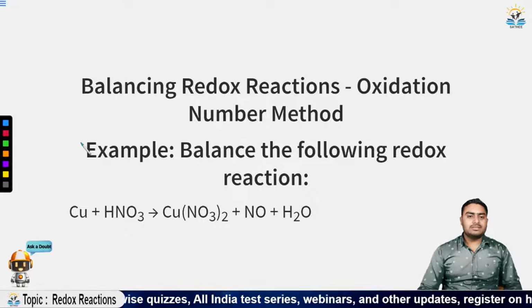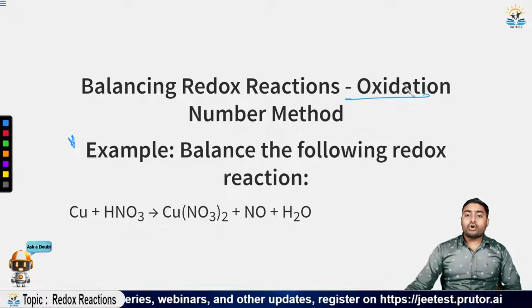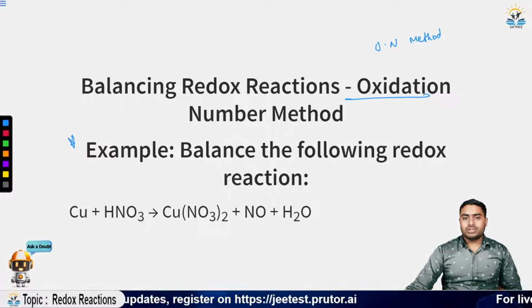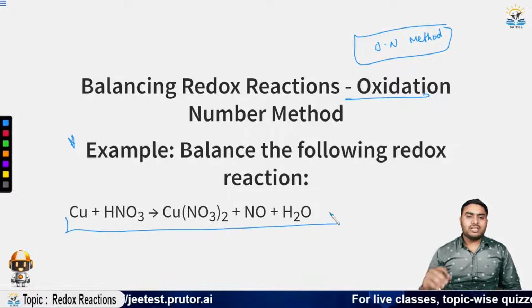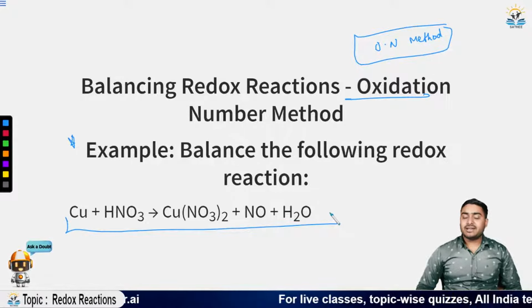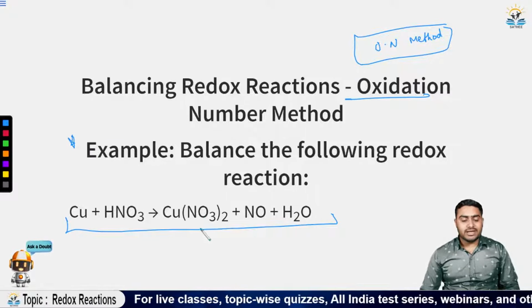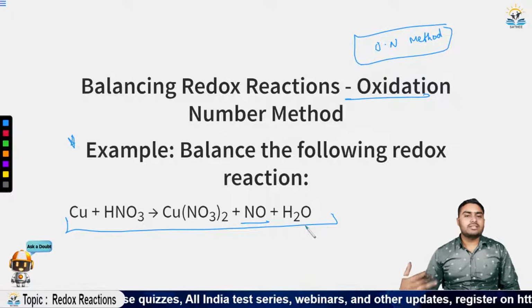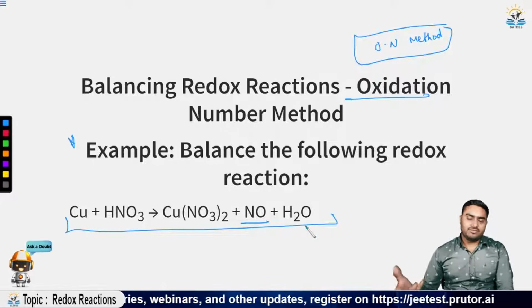For example, let's balance the following redox reaction with the help of this method, that is, the oxidation number method. The reaction is Cu plus HNO3, that means copper is reacting with nitric acid, HNO3, a strong oxidizing agent, and you will get copper nitrate, Cu(NO3)2, plus NO, nitric oxide, or you can say nitrogen monoxide, plus H2O. So let's start the steps.